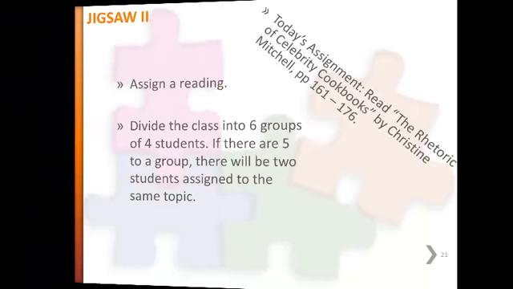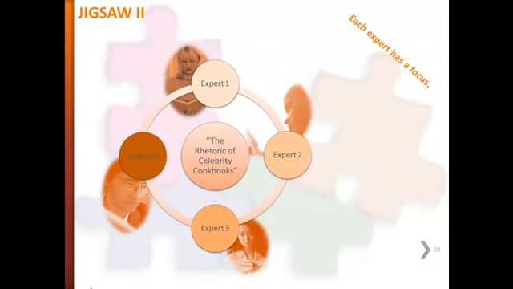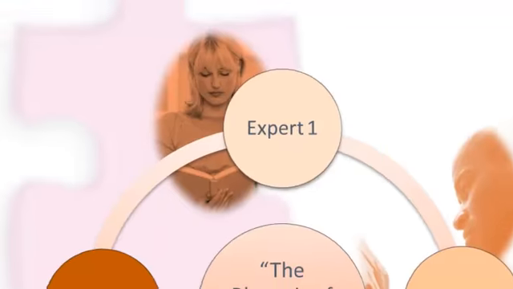Again, I assign the reading. I divide the class into 6 groups of 4. If there are 5 to a group, there will be 2 students assigned to the same topic. Students are to read the assignment prior to coming to class. Once in class, just as in Jigsaw 1, students are divided into groups of 4 students each. I usually give the students 5 to 10 minutes to skim over the reading before they begin to answer the questions.